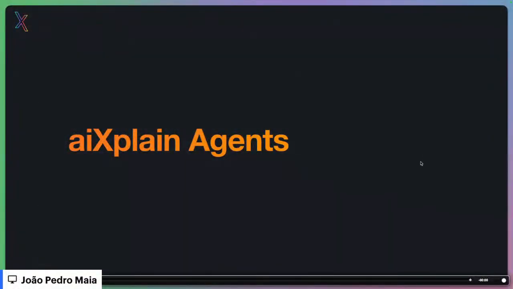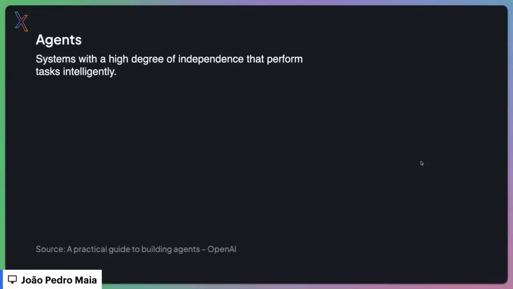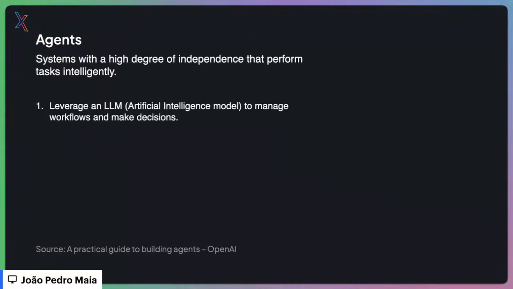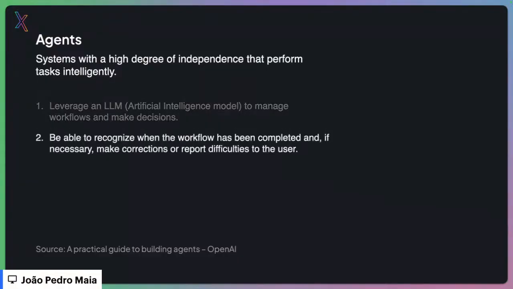Okay, so let's first talk just a bit about what agents are, just so everyone's on the same page here. Agents are basically systems with high degrees of independence that can perform tasks. How those systems work: they basically have an LLM, a model that works as a brain. And this brain can control different tools, and from those tools it can create workflows, recognize actions that need to be done, and in which stage those actions are in.